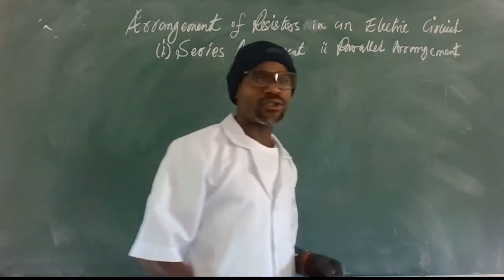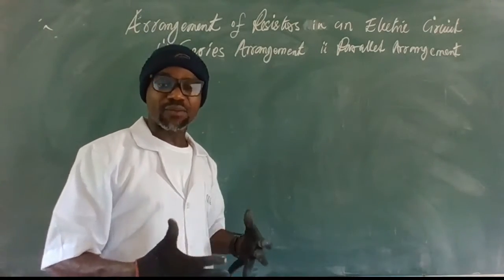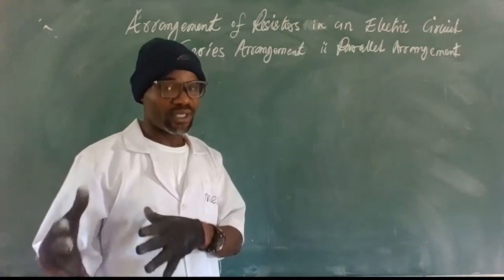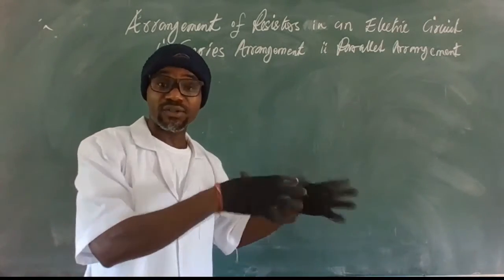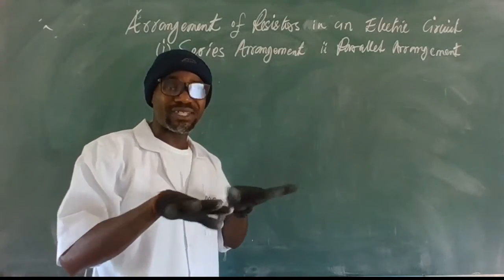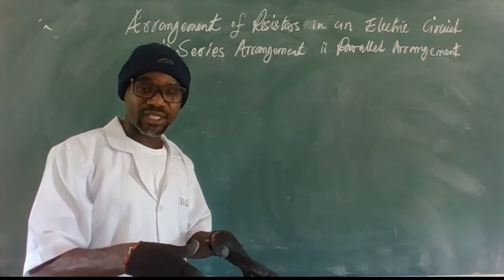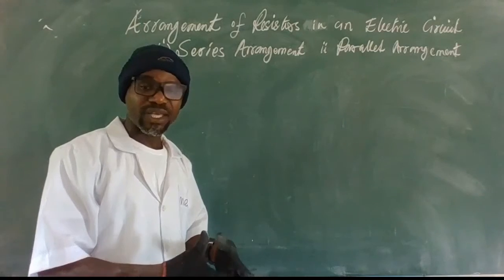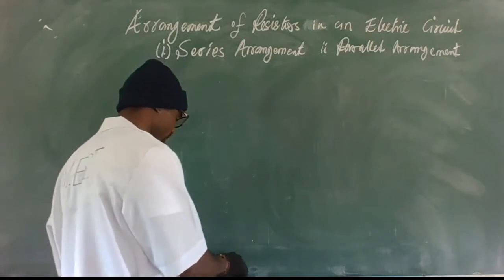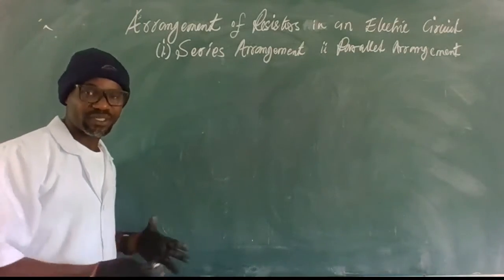So these are the two ways resistors can be connected in an electric circuit. There could be other ways, such as Kirchhoff's laws and so on, but we are not going into that right away. Let us just consider the basic ways in which resistors can be connected in an electric circuit. So without wasting time, let's take the first one, series arrangement.